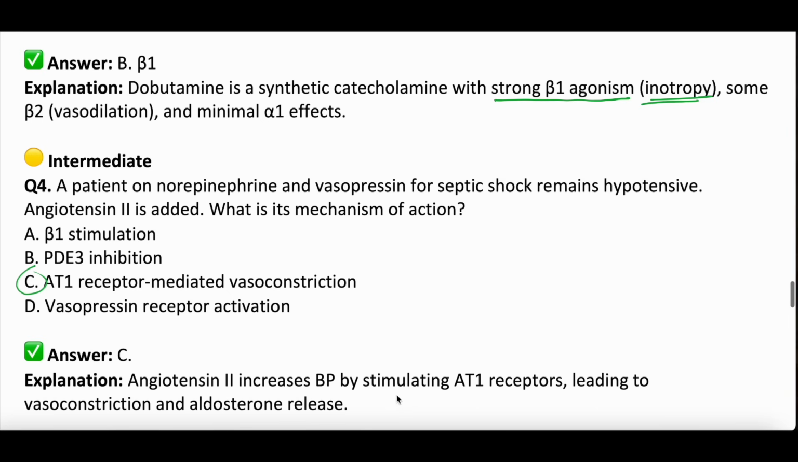The answer is C. Angiotensin II acts through AT1 receptor-mediated vasoconstriction. So angiotensin II increases blood pressure by stimulating the AT1 receptors. This leads to vasoconstriction and also aldosterone release, which can increase sodium plus water retention.